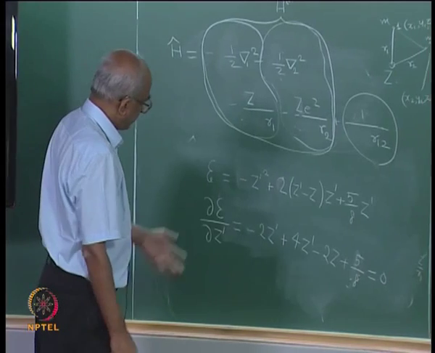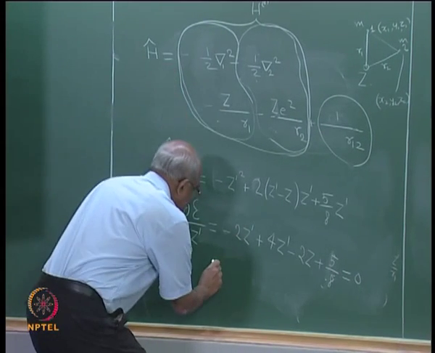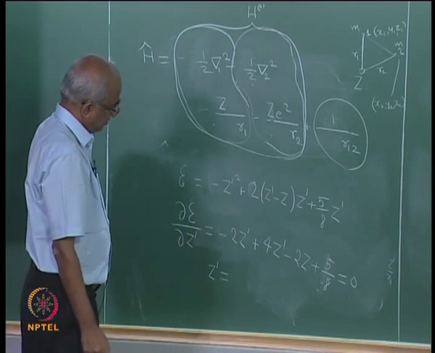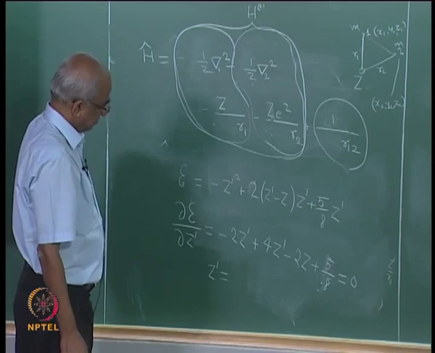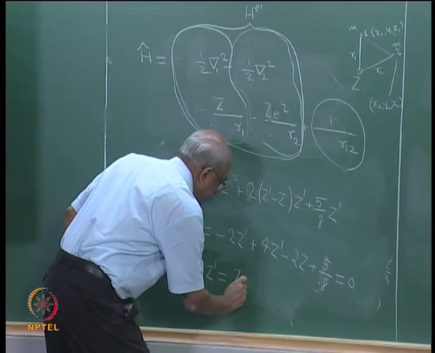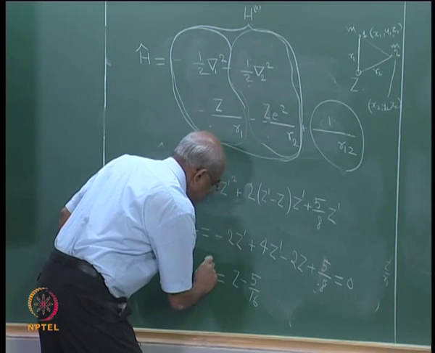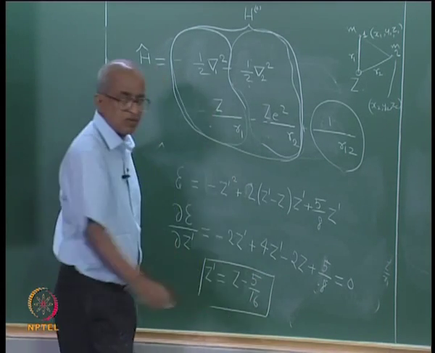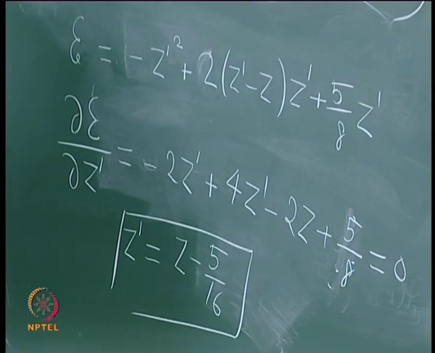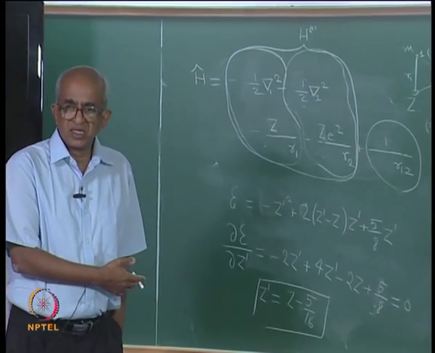So what is the value of z prime? This has to be equal to 0. This means that z prime should be, you can rearrange and get this answer, z minus 5 by 16. You put it equal to 0, solve for z prime, you get the answer z prime is equal to z minus 5 by 16.